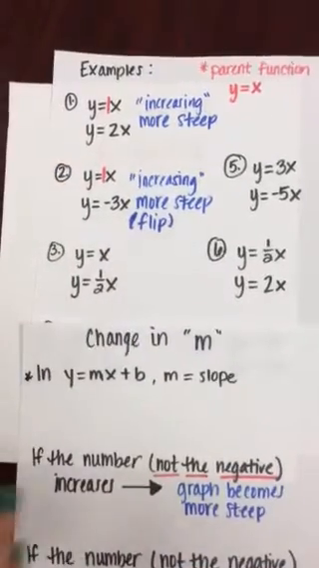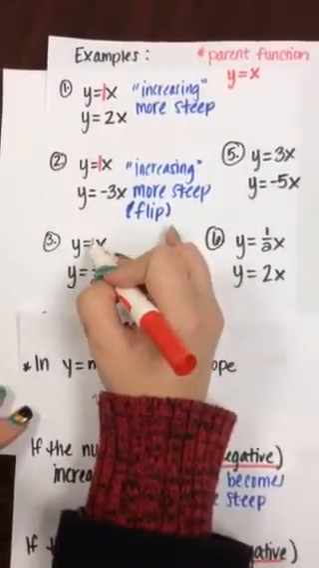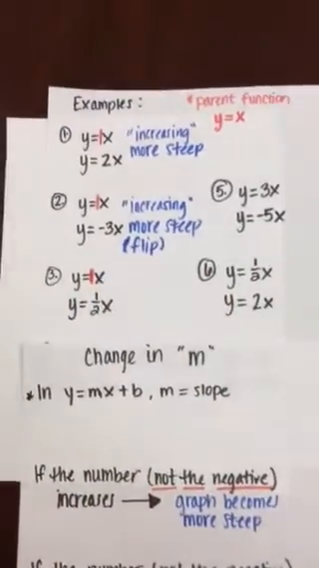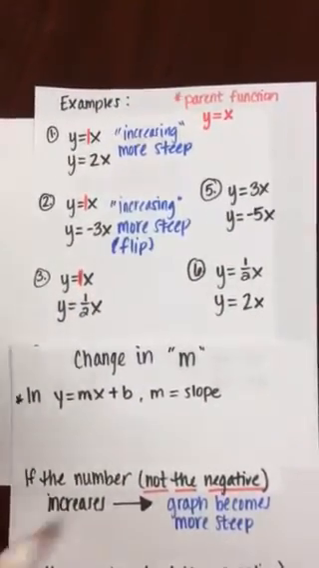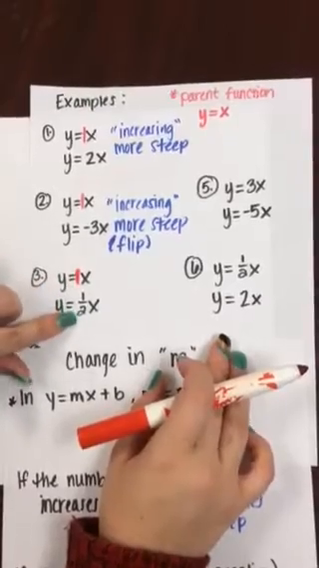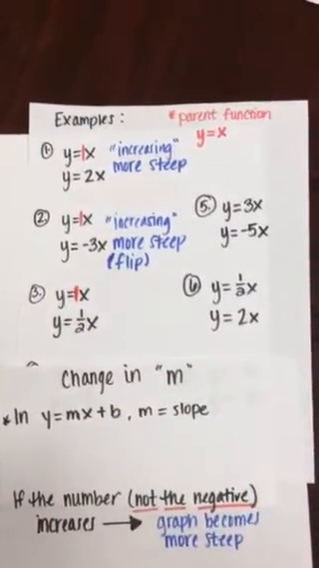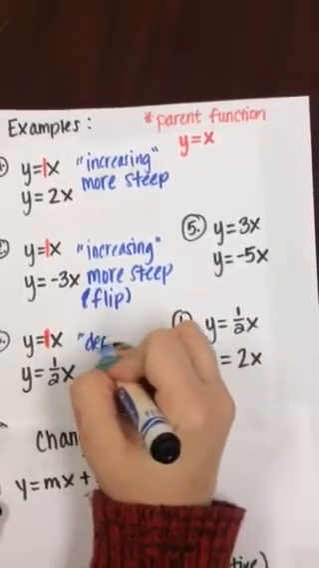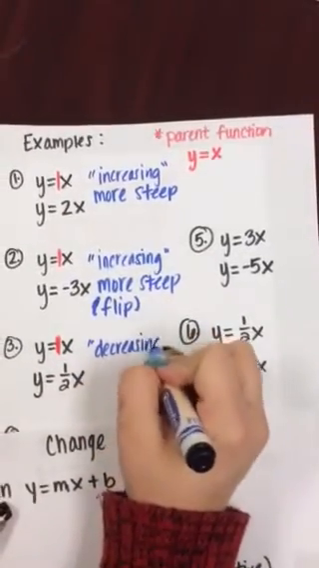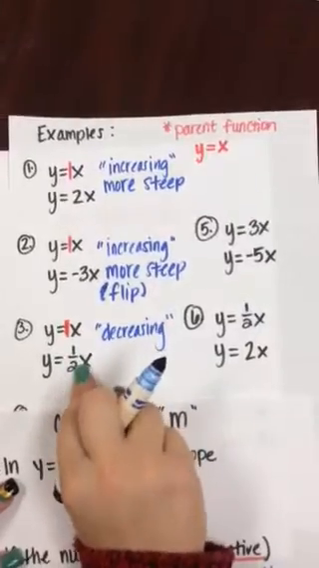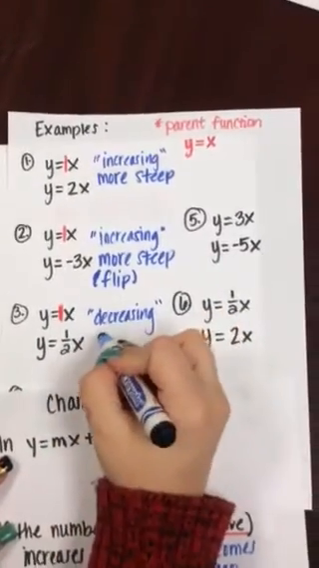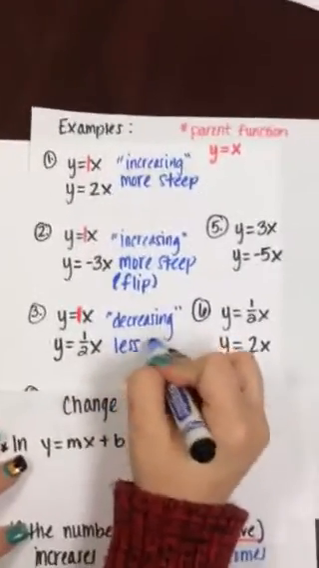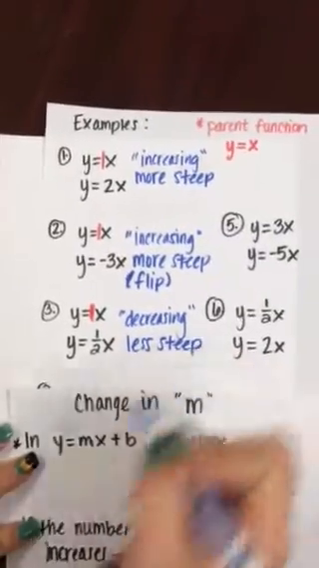Example 3. As always, there is an invisible 1 there. Now, if you just look at the number from 1 to 1/2, is that increasing or decreasing? Well, that would be decreasing because you're going from a whole number to 0.5. Therefore, your graph would become less steep.